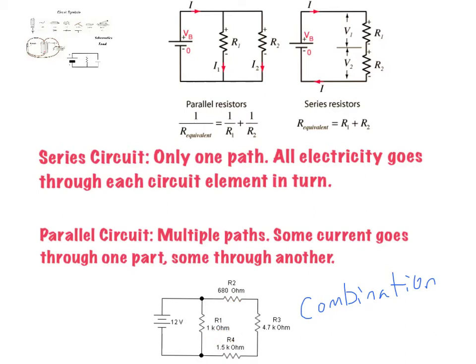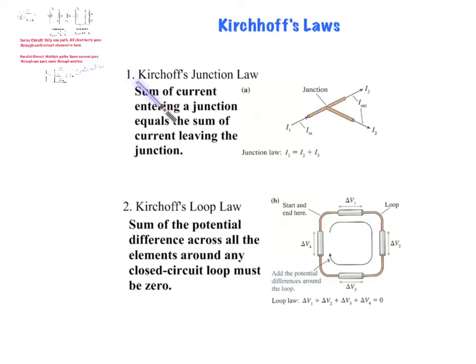Now, each type of circuit has its own set of rules that govern how the current, voltage, and resistance behave. But there is also a set of rules that apply to all types of circuits, and we call these rules Kirchhoff's laws. So first, we have Kirchhoff's junction law, which states the sum of the current entering a junction equals the sum of the current leaving the junction.